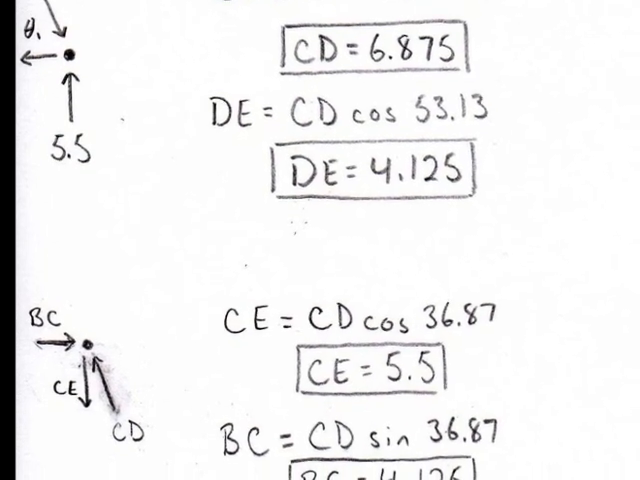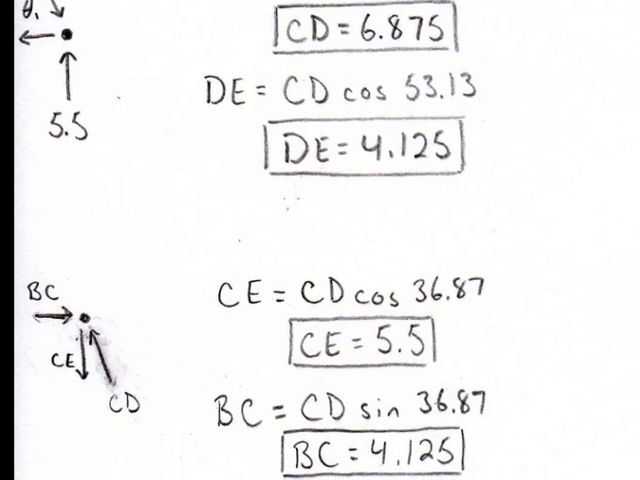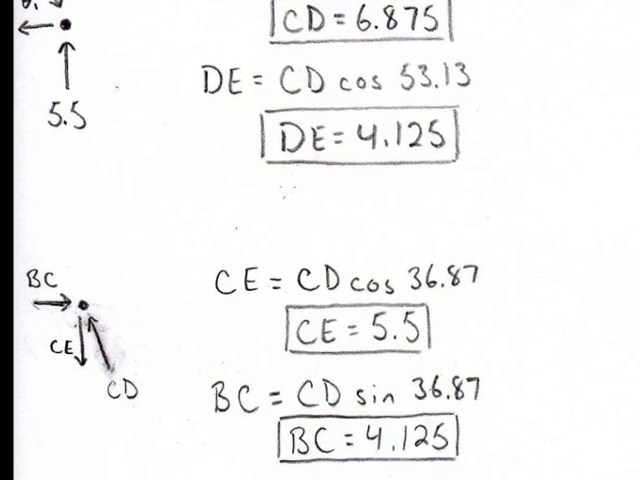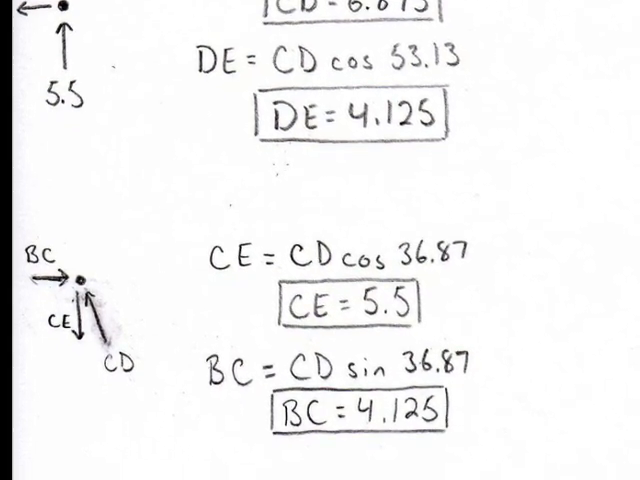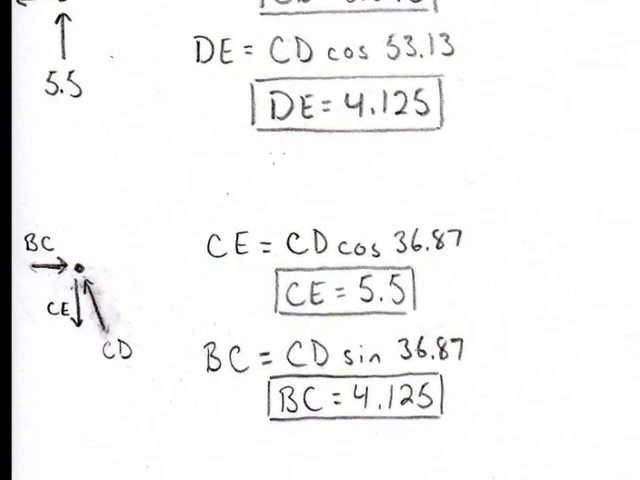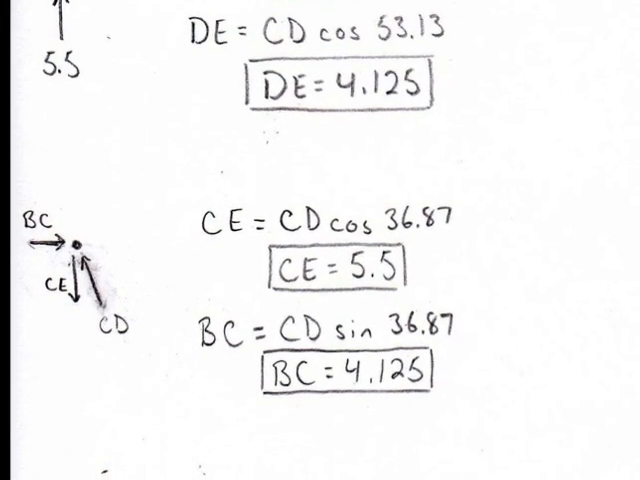Because CD is an up vector, we know that CE has to be down, because if you're going to have an up, you've got to have a down to counter it. And because CD is going to the left, we know that BC has to go to the right. That's how you determine which way to face these arrows when you're making your joints.